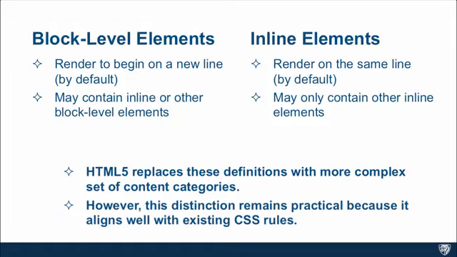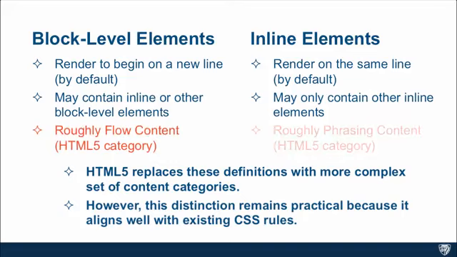So even though HTML5 came up with new content model names, new subcategories, and a new way to break them down, at the end of the day, as far as your coding is concerned, you could still look at all of these as block level elements and inline elements. Obviously it's a little bit of an oversimplification, but it works. And just to be complete, block level elements roughly translate into the new HTML5 category of flow content, and inline elements roughly translate into the HTML5 category of phrasing content.